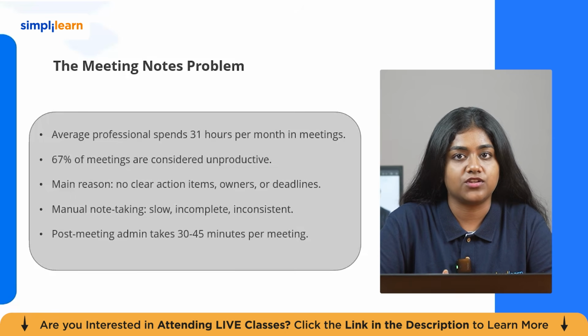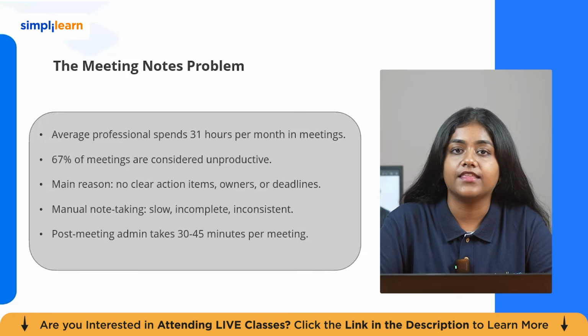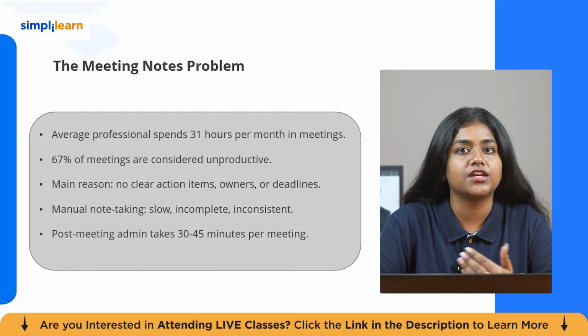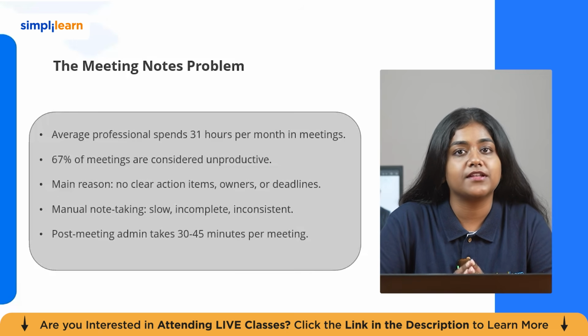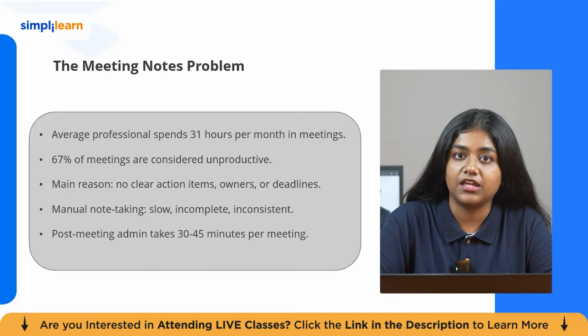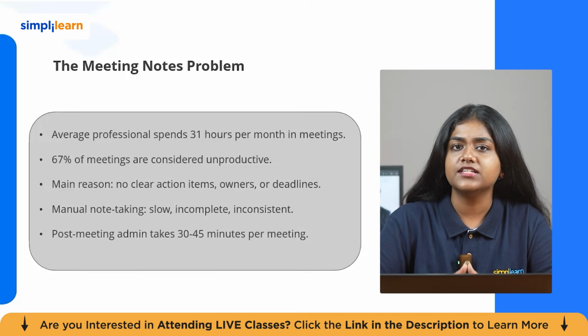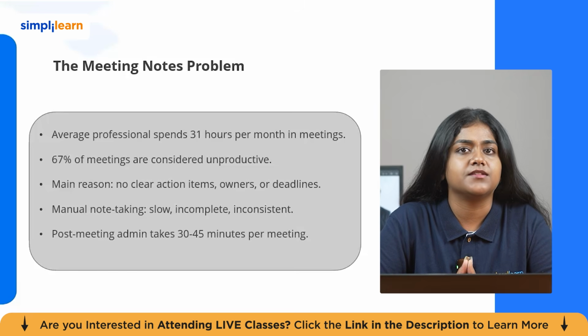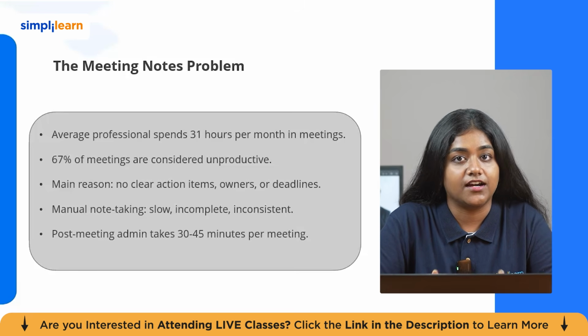There are no clear action items. Nobody is sure who owns what. Deadlines are vague, and the notes are incomplete because the person taking notes was also trying to participate in the conversation. Then after the meeting, someone spends 30 to 45 minutes writing a summary email, creating tasks in a project tool, and following up with the team members. This manual work after every meeting is a massive productivity drain. Notion AI meeting notes eliminates this entirely.